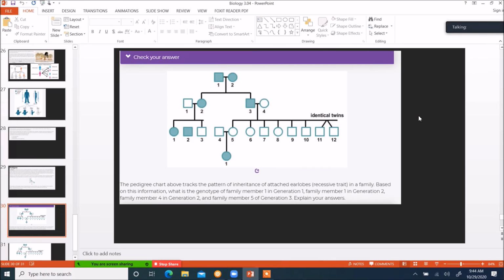Brother, for this, to write the genotype, I have a question. The genotype would just be the two alleles that the person possesses? Yeah, right. The genotype is the two alleles. So for the father, it could be attached and non-attached alleles. Okay. Right.